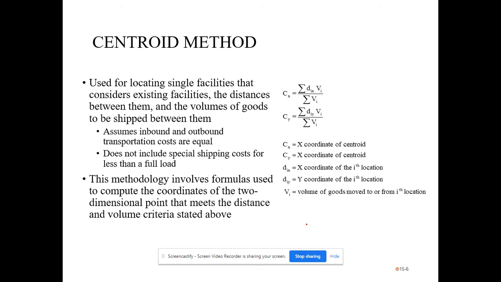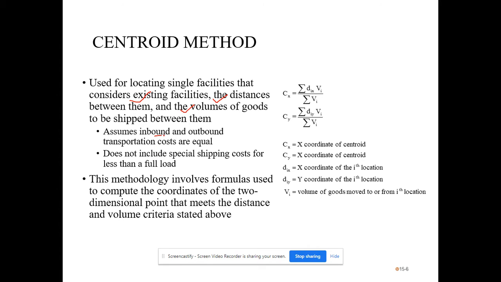Now the second method is the centroid method, and you use it for locating single facilities that consider existing facilities, the distance between them, and the volume of goods shipped from them.